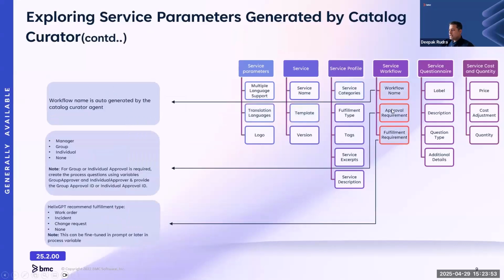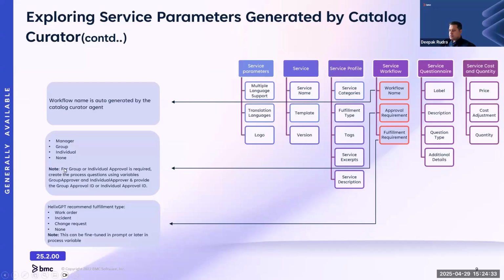All right, moving on to the next slide, that's around workflow. This is where you need to pay a little bit of attention. The workflow will be auto-generated by the Catalog Curator agent, and I explained how the workflow will be, and we'll see a real life demo of that. Approvals, here you will see approvals. The kinds of approvals that we are supporting right now are manager, group, individual, and none. So you can say, I want no approval, and none will be picked up. You can say I want individual approval, and individual approval will be picked up, or group approval, or manager approval. The person's manager will be automatically picked up. So it's all included in the code.